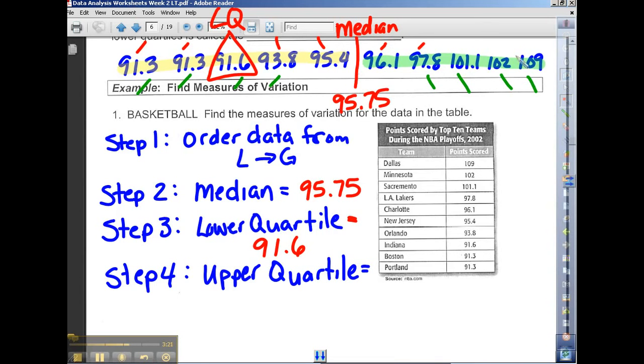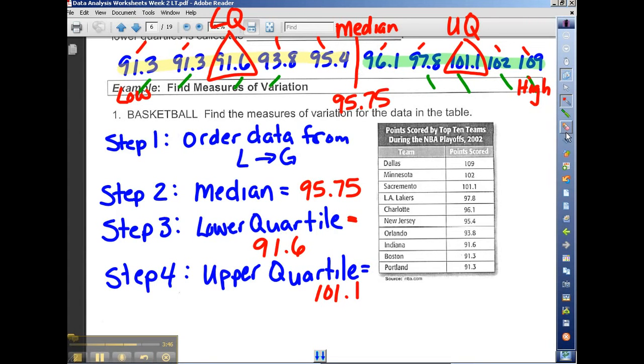Cross off the 2 highs, the 2 lows, cross off the 2 highs. This number right here is your upper quartile. So my upper quartile here is 101.1. All right? We're going to be using these 3 numbers and our low number here and our high number here tomorrow when we make box and whisker plots.